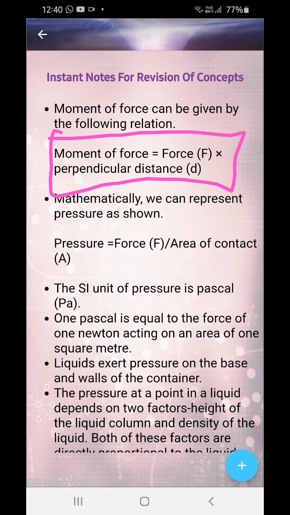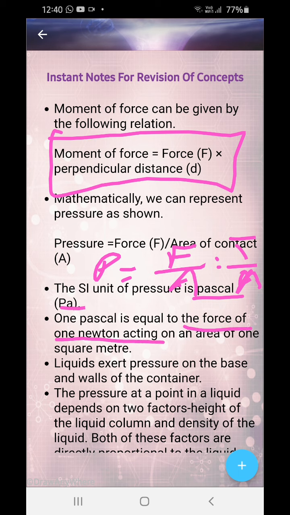Mathematically we can represent pressure as P = F/A. The SI unit of pressure is Pascal, you all know this. 1 Pascal is equal to the force of 1 Newton acting on an area of 1 square meter. Liquids exert pressure on the base and the walls of the container. So liquids exert pressure in all directions, solids exert pressure in only one direction.